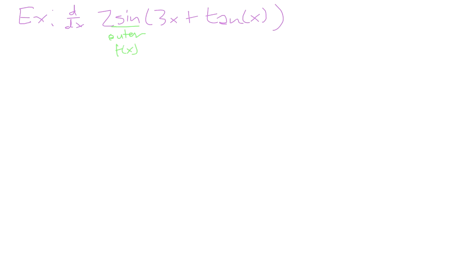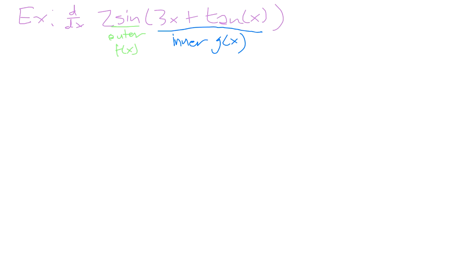And then we have this inner function, 3x plus tangent of x, and all of that's going to be inside of that sine function, so therefore that's going to be our inner g of x. Now let's go ahead and start plugging this back in.